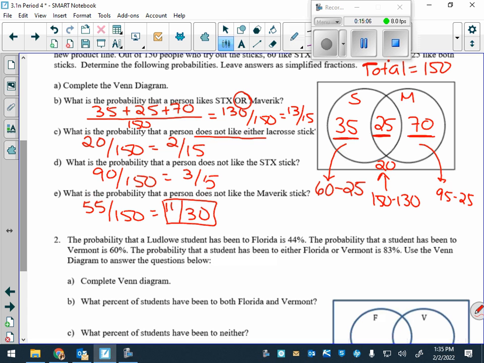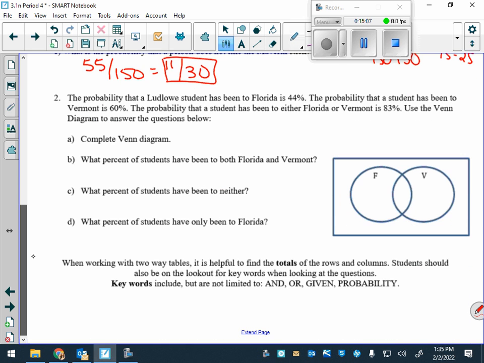Can't really tell. You guys are very, very quiet. What's happening? So the probability that a Ludlow student has been to Florida is 44%. The probability that a student has been to Vermont is 60. The probability that a student has been to either Florida or Vermont is 83. Use the Venn diagram. So what are we missing? What don't we know?